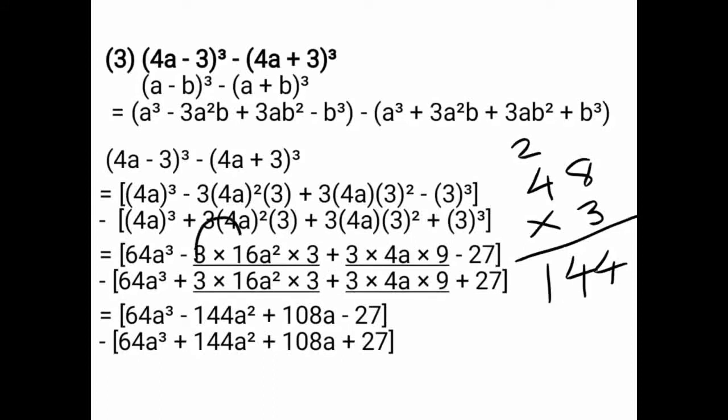3 16s are 48. 48 3s are, I am getting answer 144. Then plus 3 4s are 12. 12 9s are 108. 108 into a is 108a. In 3a square b, after multiplying the numbers, don't forget to multiply the variables. 3 16s are 48. 48 3s are, I am getting 144 over here. 144 into a square is 144a square.